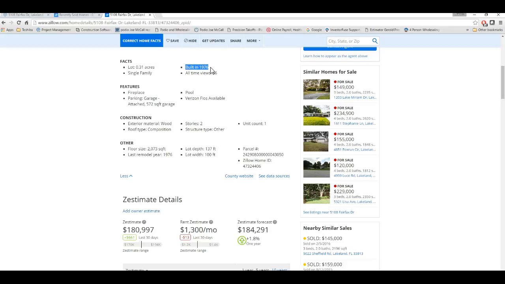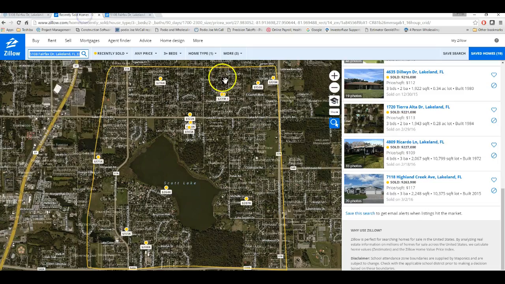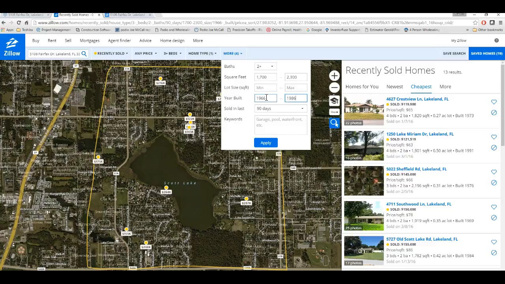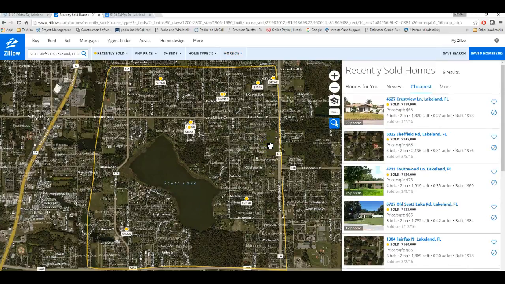So let's try and go within about 10 or 15 years. So let's search by built in. Let's go from 1966 to 1986. That's 10 years plus or minus, right? Hit apply. Okay. We still have, this is a good comp right here. We still have this one at 1,900 square feet.